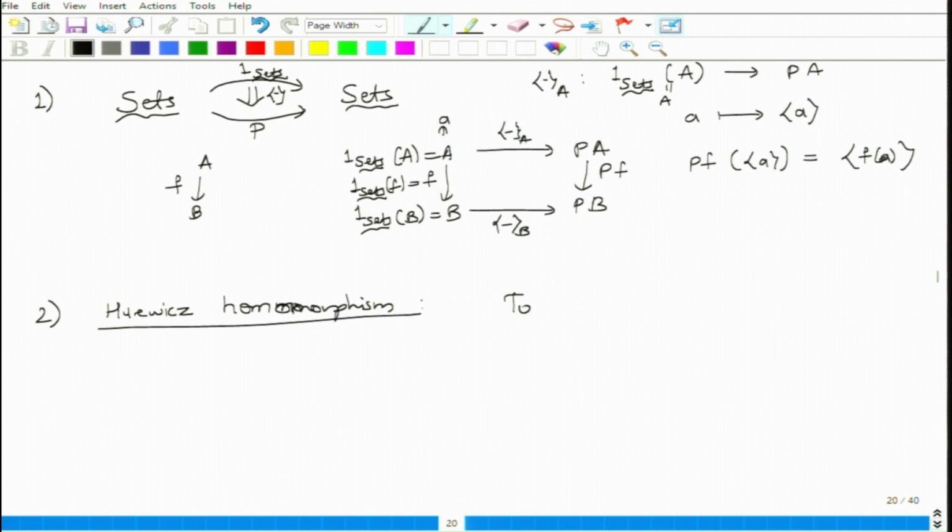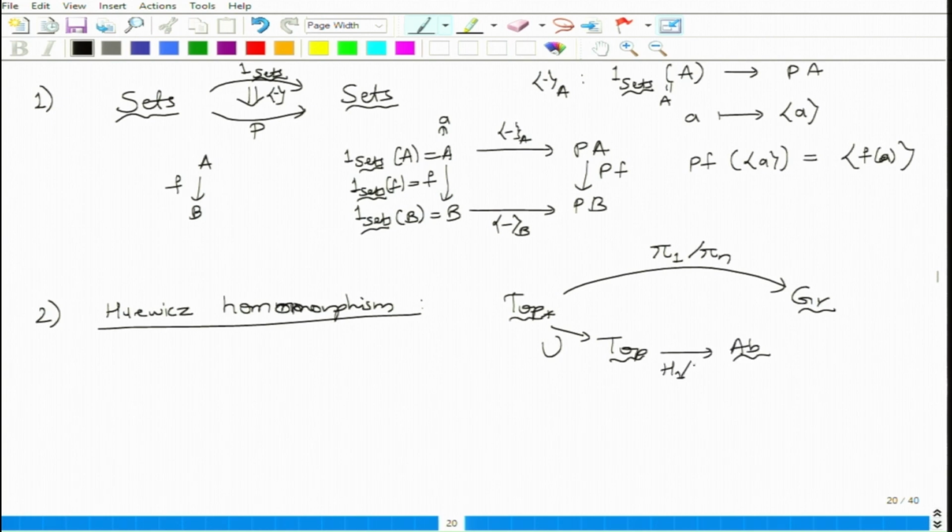So first of all, you know that the fundamental group goes from Top star to the category of groups. So this is pi 1, but I can also do it with pi n. It doesn't matter, pi 1 or pi n. The other one, homology, is a global property, it doesn't depend on the base point. So you have to take the forgetful functor down to Top. This is U, the forgetful functor. From Top to abelian groups, because homology groups are always abelian. So this is H1 or Hn.